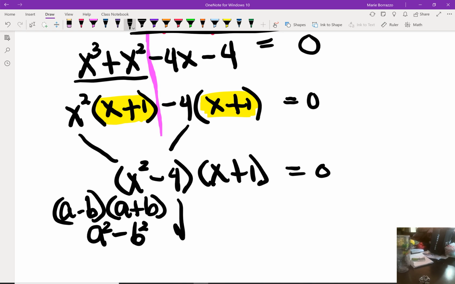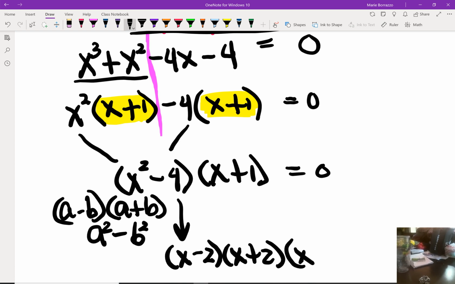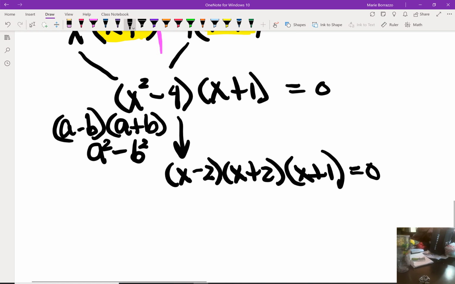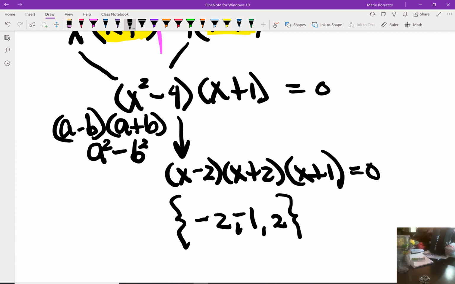So we factor this down. So this is x minus 2 times x plus 2, and I can't factor the x plus 1, so I'll just bring x plus 1 down, and all of that's equal to 0. So my solution for this equation is negative 2, negative 1, positive 2. And that's my solution for this equation.